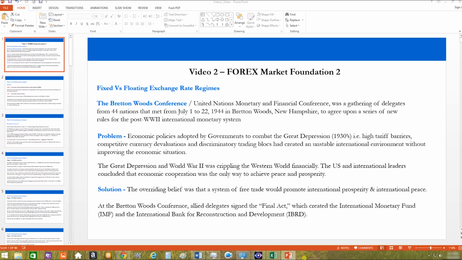What we're going to look at now is specifically fixed and floating exchange rate regimes. The reason we're doing this is really twofold. Firstly, you'll recall that in video number 1, we specifically looked at the opportunity set, as in the set of opportunities that this asset class, the Forex markets, present to us as traders.